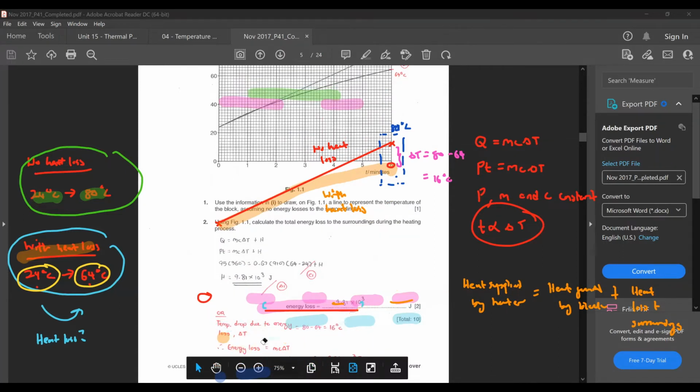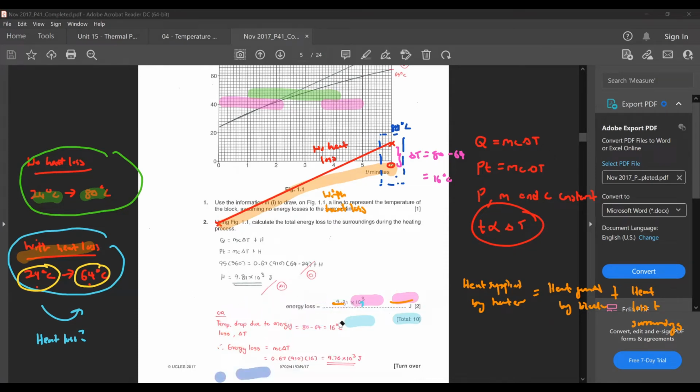Okay, there's a different method of finding the same energy loss or heat loss. You just find out the temperature difference due to heat loss, which is 16 degrees. And then after that, you just use the equation mc delta theta. Sub in the values for the mass, specific heat capacity, as well as that temperature difference. This is representing the amount of heat loss that you have. Okay, so this one is just another different way of doing the same thing. Okay, so this one is done.